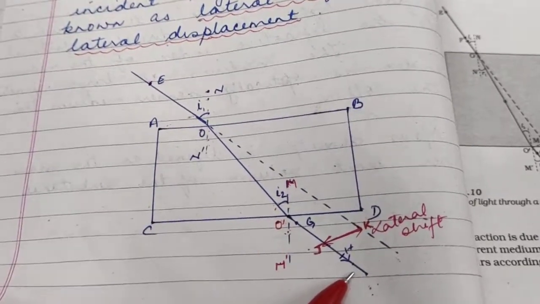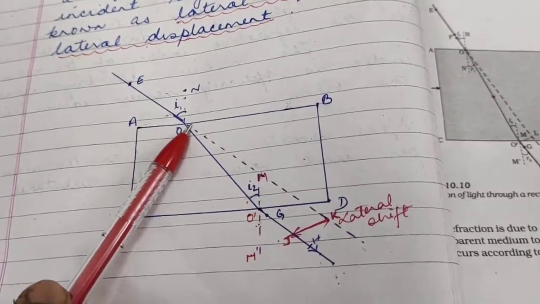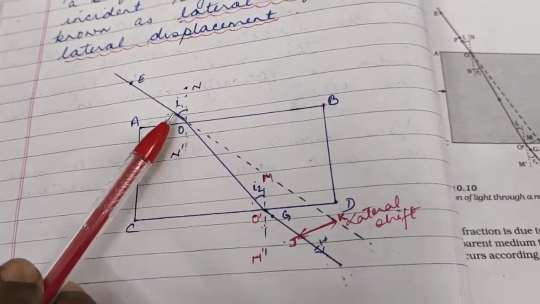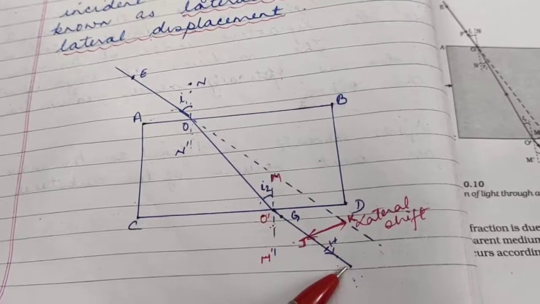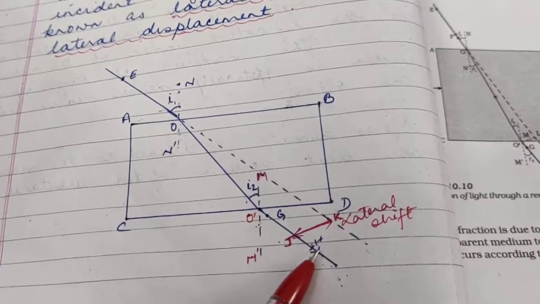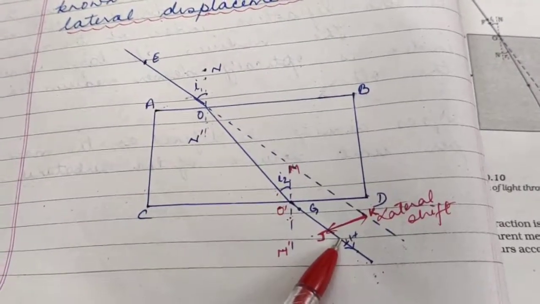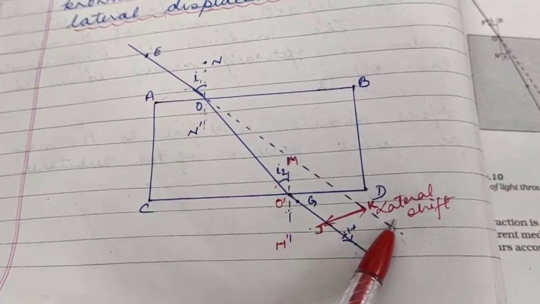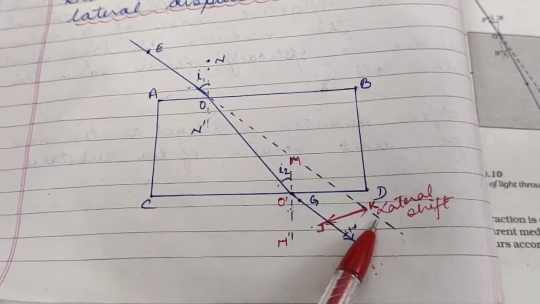Now why does this happen? When a ray of light falls on a glass slab obliquely, it emerges out of the glass slab parallel to its original direction of propagation. So its original direction of propagation was this, and now it is emerging out of the glass slab parallel to this incident ray. But what do you find? That there is a slight shift in the path of this incident ray, and this shift is known as lateral shift or lateral displacement. So this JK is the lateral shift or lateral displacement.